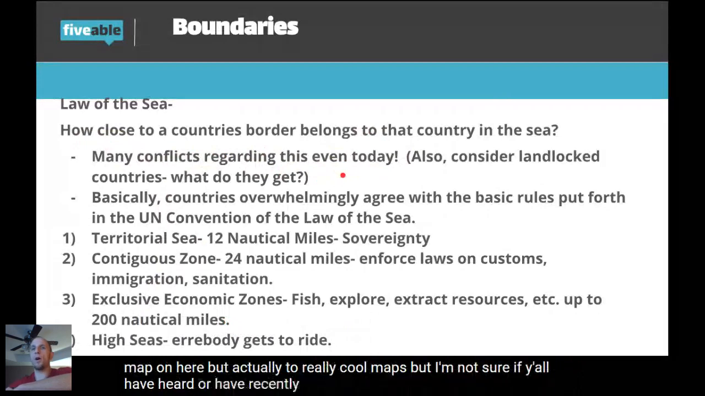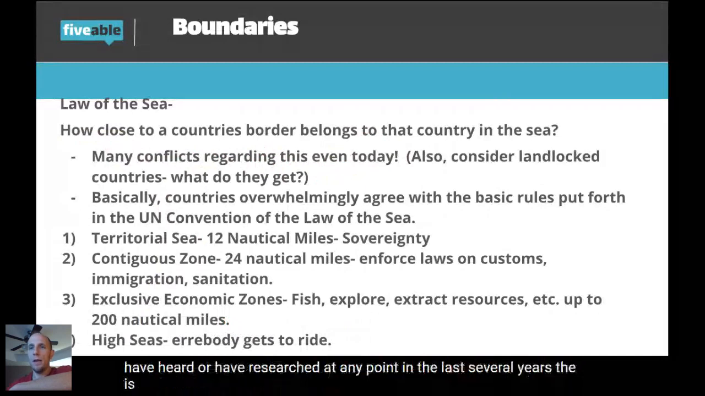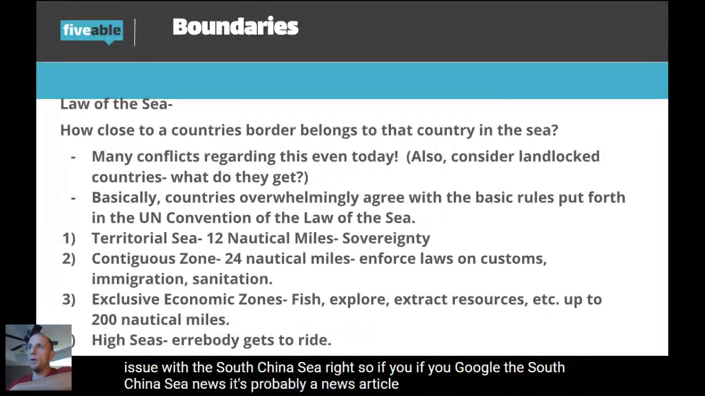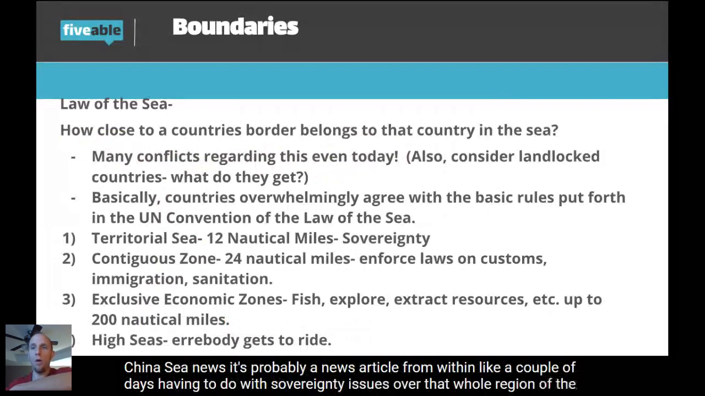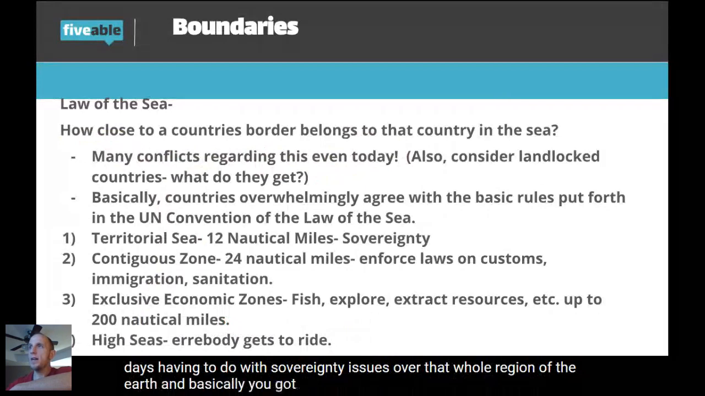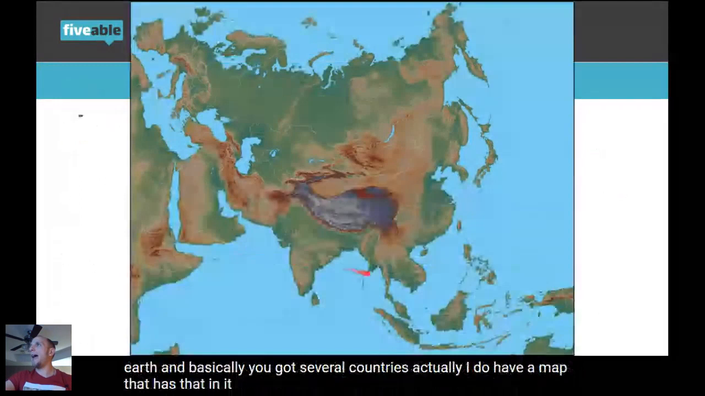I'm not sure if y'all have heard or have researched at any point in the last several years the issue with the South China Sea, right? So if you Google South China Sea news, it's probably a news article from within a couple of days having to do with sovereignty issues over that whole region of the Earth. And basically, you've got several countries. Actually, I do have a map that has that in it.